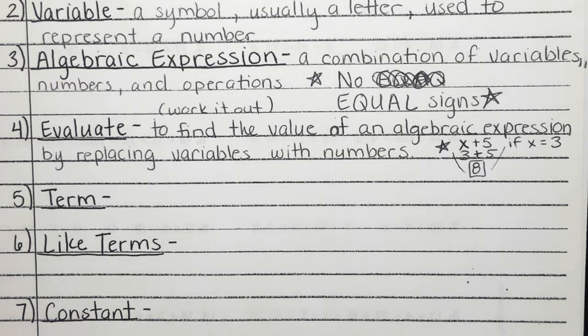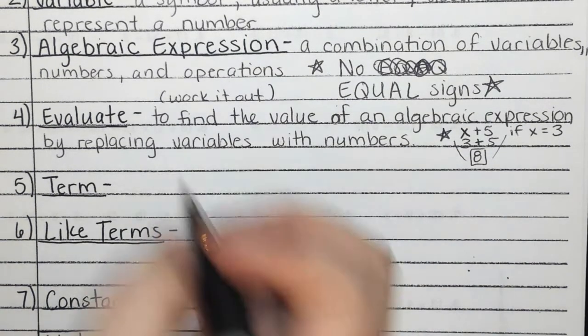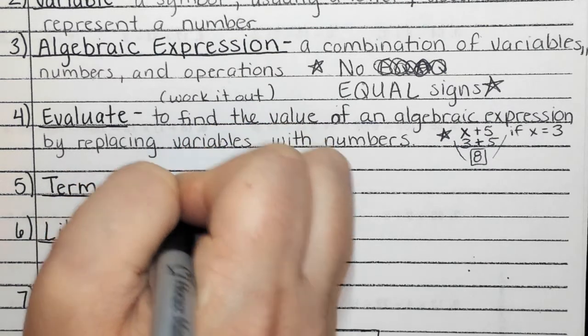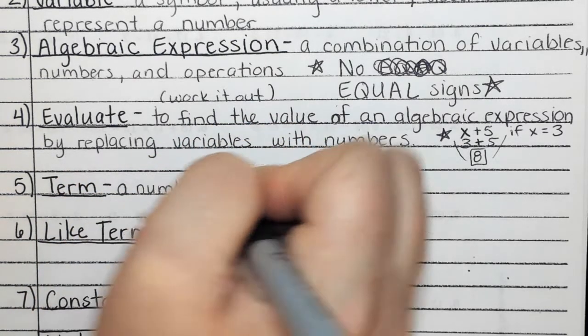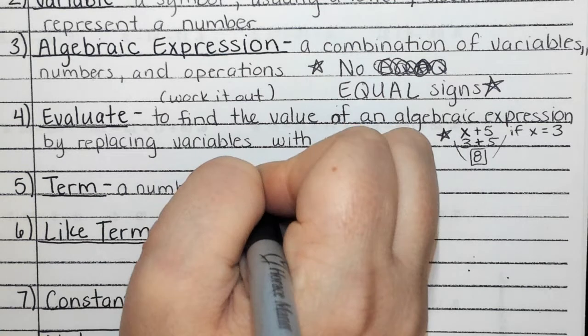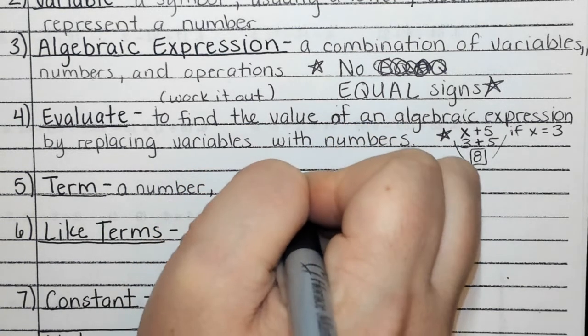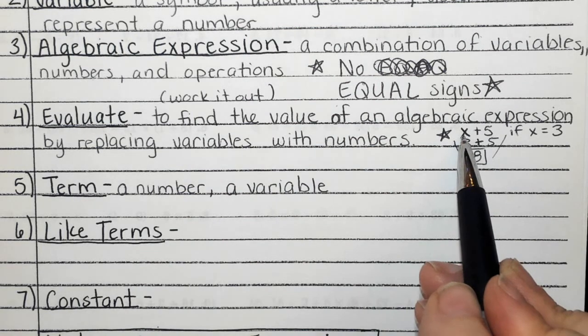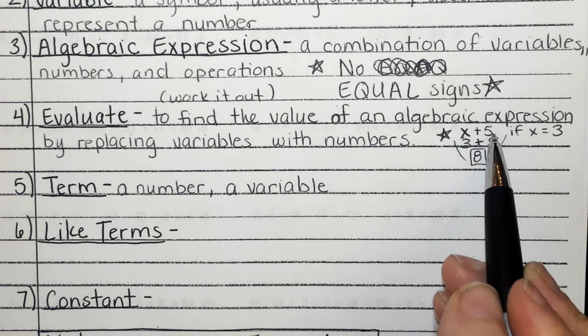All right, so let's look at these next two. These next two we're going to talk more about tomorrow, but we're going to go ahead and write them down today. A term is a number. It can also be a variable. So, for example, x would be a term because it's a variable. 5 would be a term because it's a number.